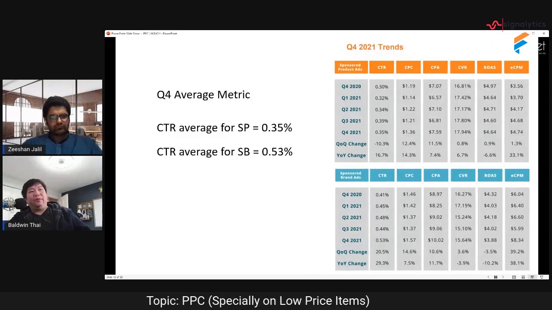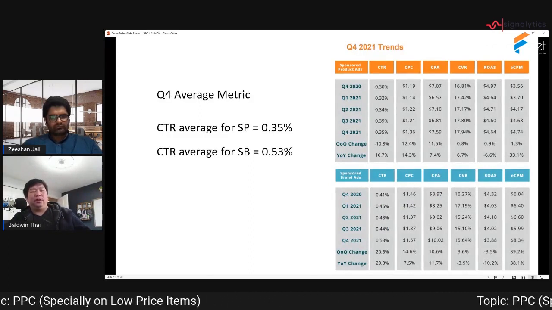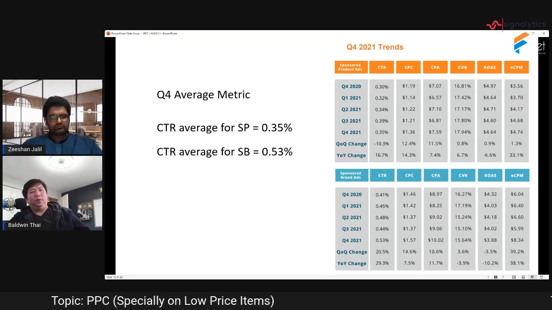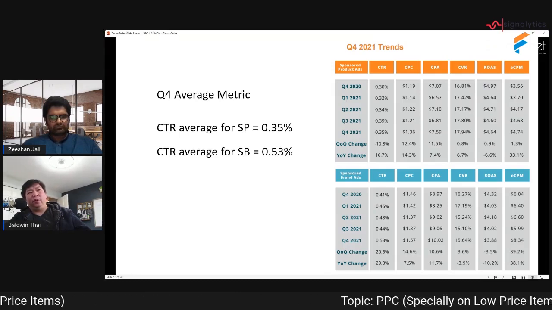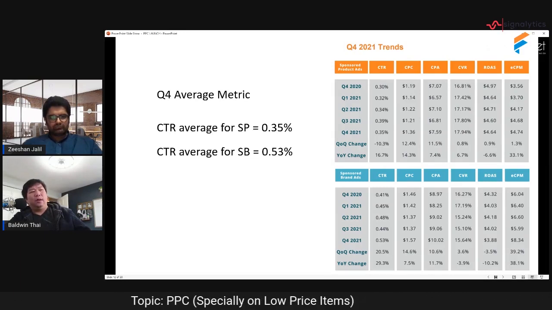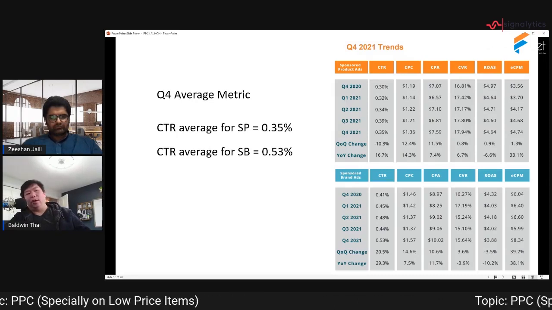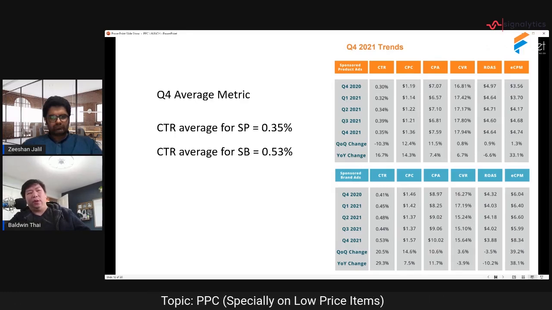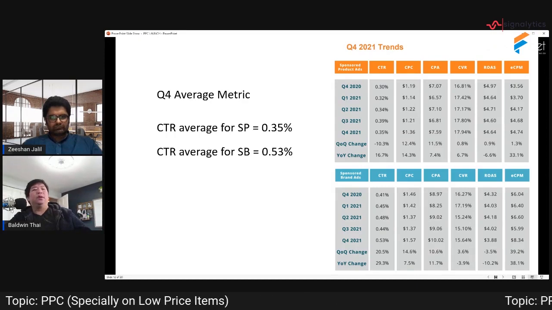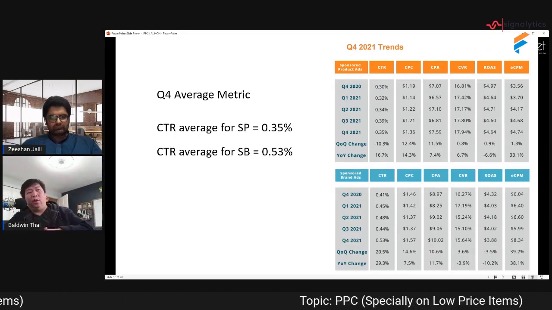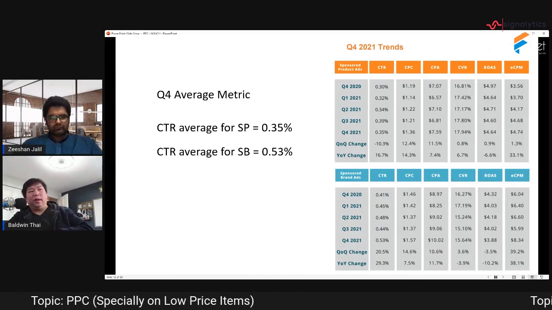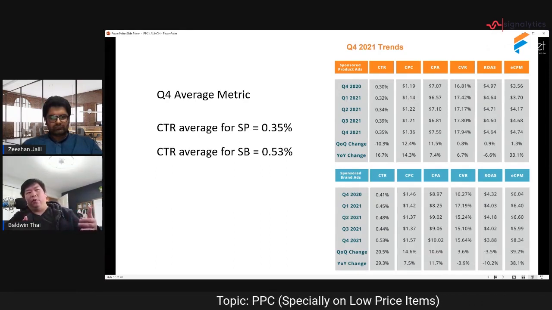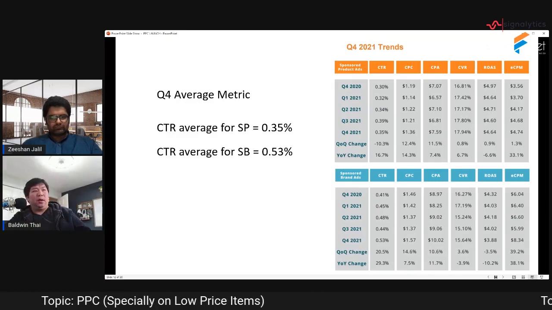In Q4, the average click-through rate, according to Pacvue, a large SaaS company that does PPC for a lot of people, was 0.35% for sponsored products, and for sponsored brands, it's 0.53%. So when you want to know if you have a good click-through rate, this is also a measure you can look at. Right now, we're in Q2, and we're in the same area. We're probably at about 0.4% in terms of click-through rate for sponsored products.